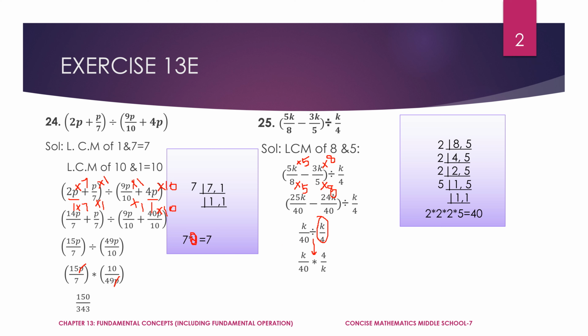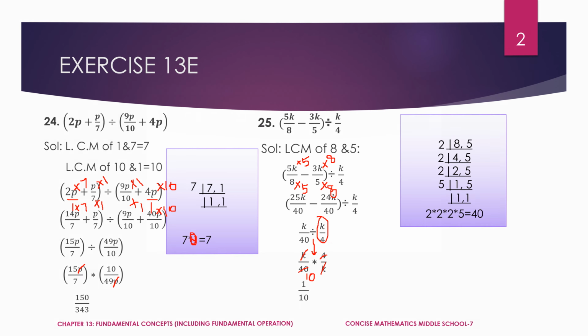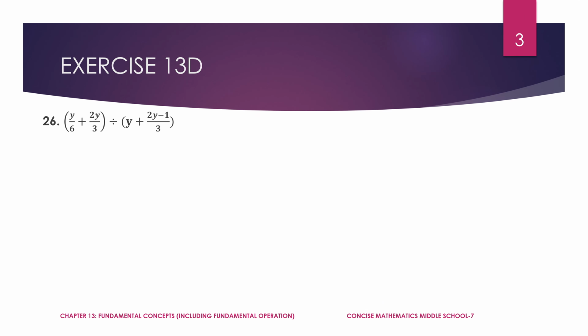Now you need to cancel it. K gets cancelled. 4 1s are 4, 4 10s are 40. So our answer will be 1 by 10. Right? I hope you understood this. Let's move on to the next problem.